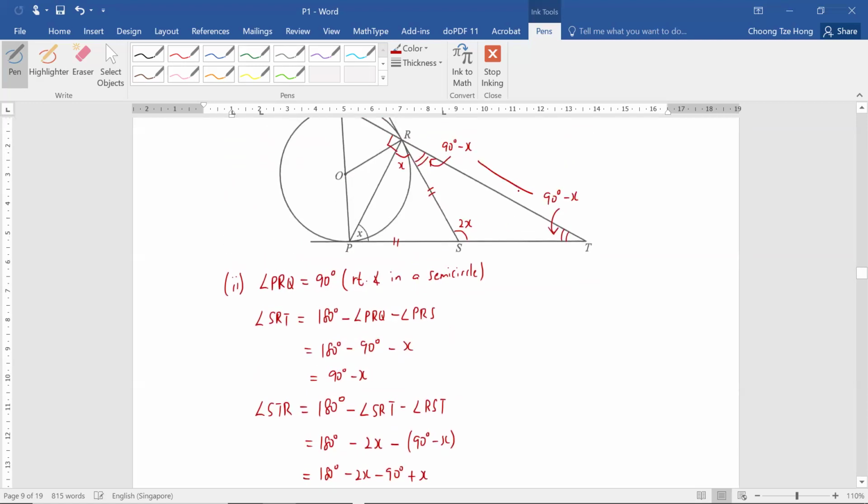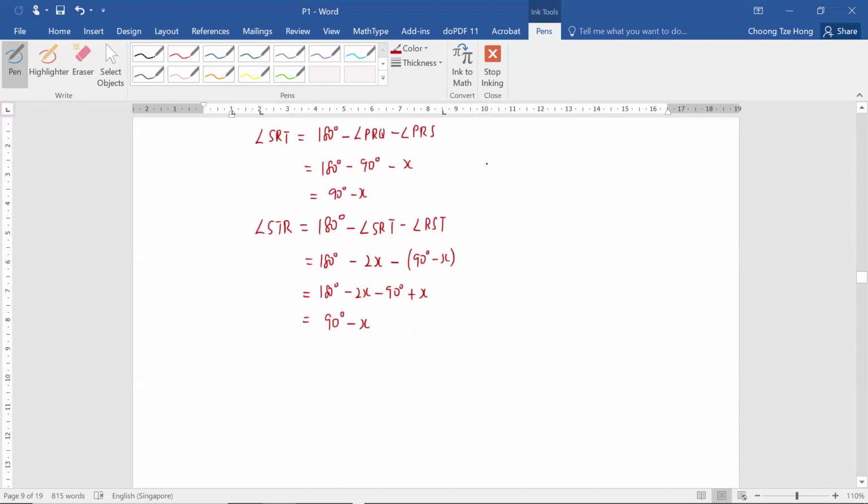So these two angles are the same, so triangle RST is now isosceles. Since angle SRT equals angle STR, triangle RST is isosceles. Alright, so this is the end of the solution.